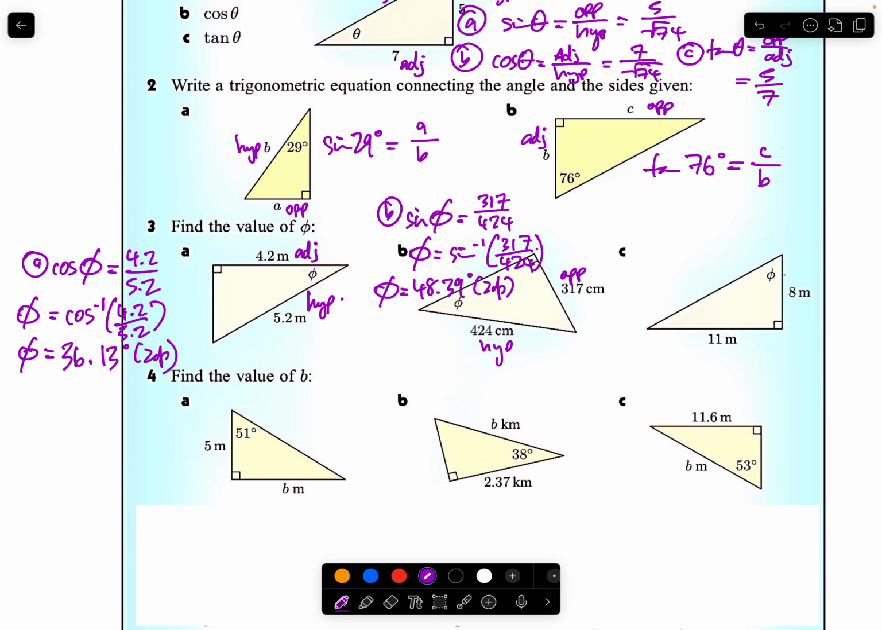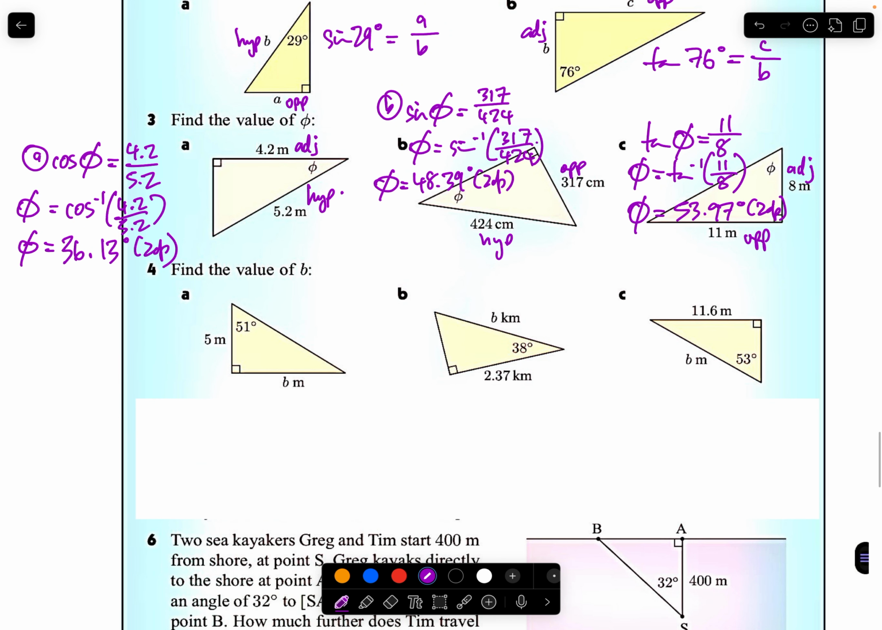This last one, the angle is here. This is adjacent. This is the opposite. So tan of whatever that symbol is equals opposite over adjacent. Cannot divide by tan, so tan to the minus 1 of 11 over 8. That symbol is equal to 11 over 8. 53.97 degrees rounded to 2 decimal places.